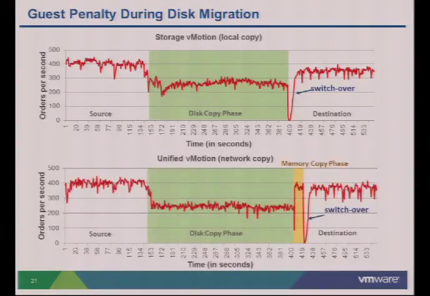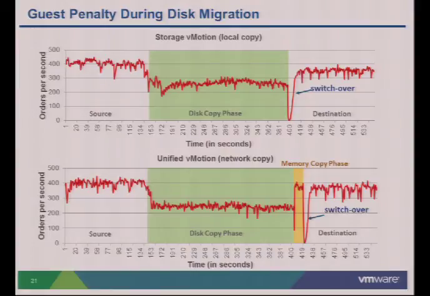Now, interestingly, let's take a look at the guest penalty for unified vMotion. As we can see here, we almost have the same guest penalty during the disk migration phase. This is because for unified vMotion, we have the same amount of read IO from the source array. Even though the disk IOs are going to be piped through the vMotion network, it has the same amount of guest penalty as the storage vMotion.